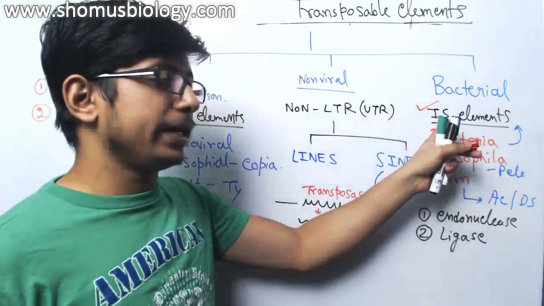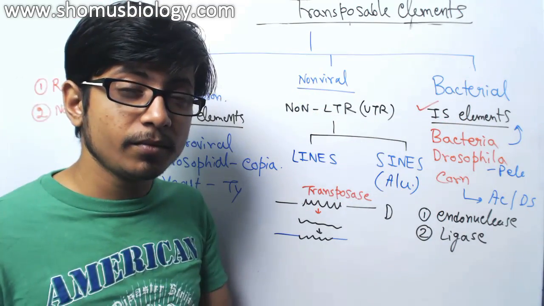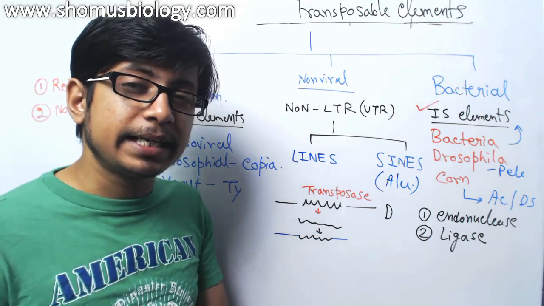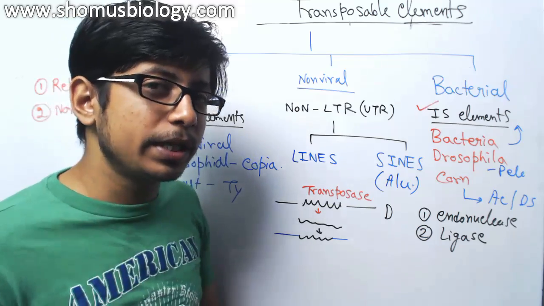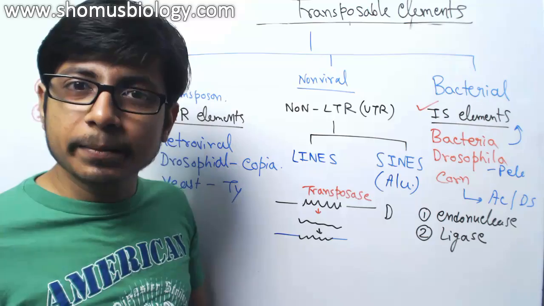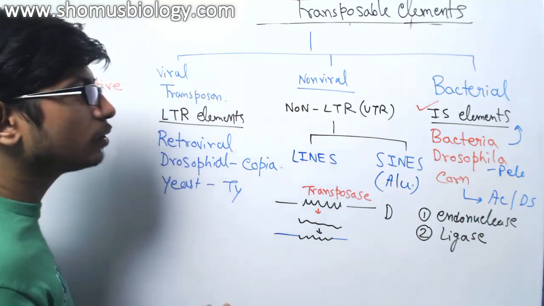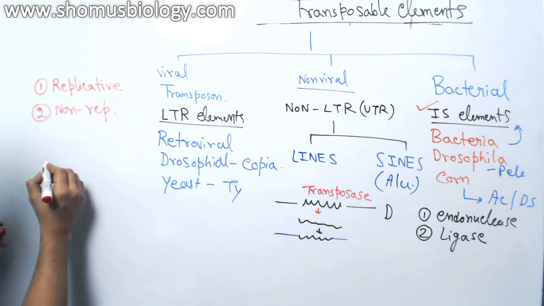But if this IS element, between two such IS elements, contains a fragment of a gene that carries an antibiotic resistance feature, or that helps to produce antibiotic resistance proteins, in that case the bacteria will get the benefit. So we will also find such types of transposable elements there.